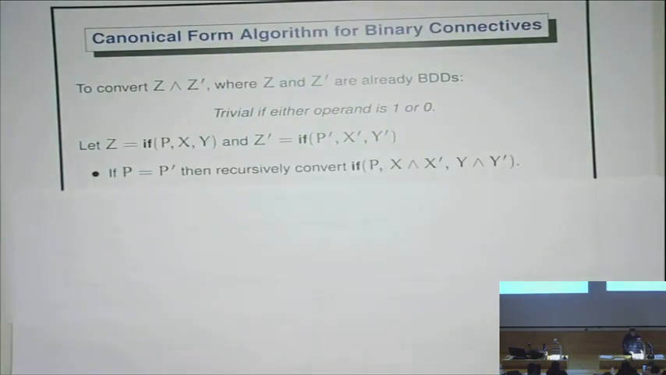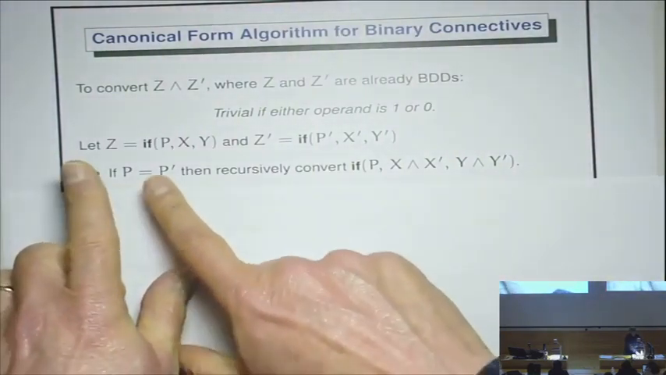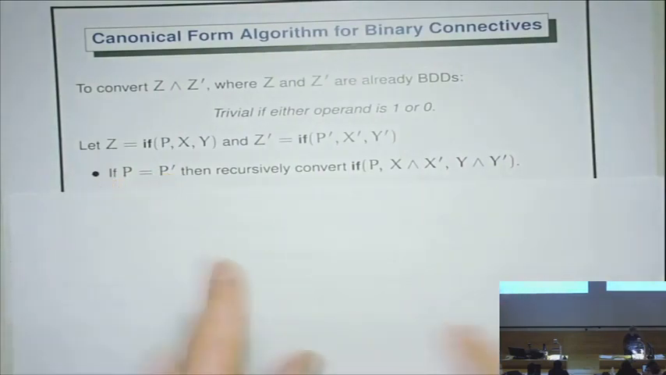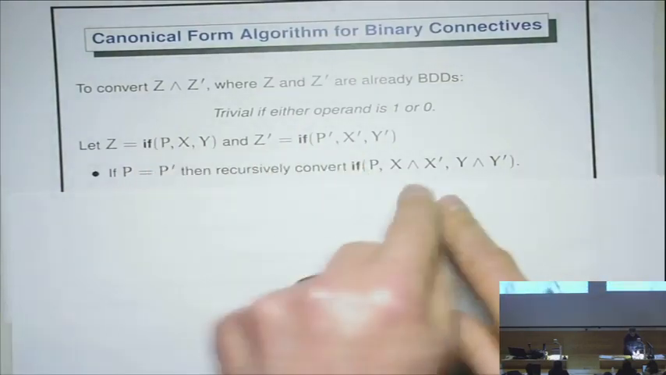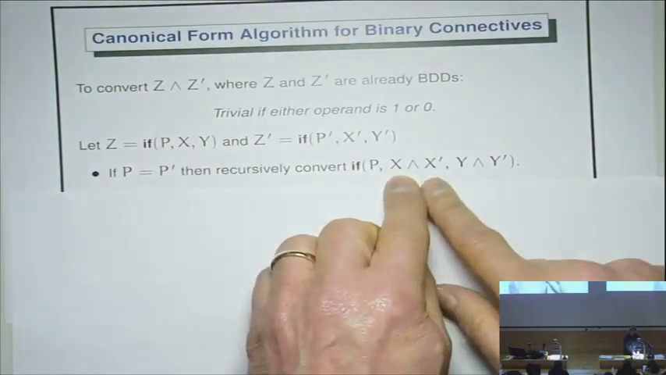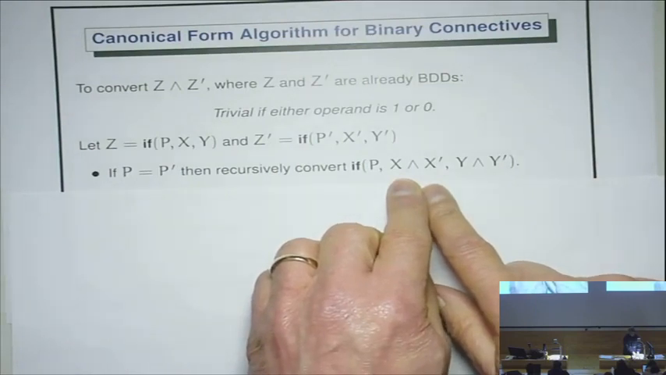Now, there is the easy case, which is when they are testing the same variable. Because if you think about it, if we are anding the two things together and they are testing the same variable, then we know if that variable is true, each of them will go to the true part of their BDD, and what we need to do is recursively get the BDD for anding those things together, and that will be correct.